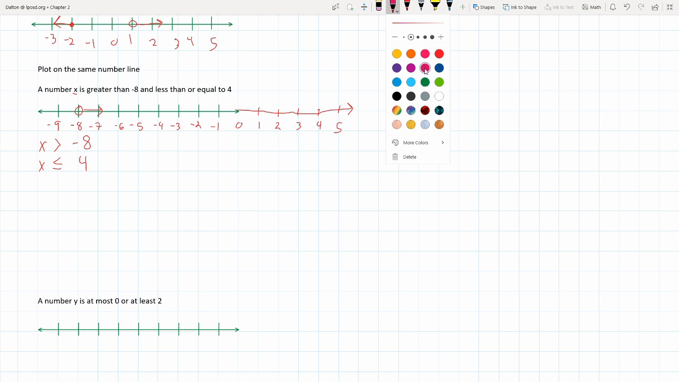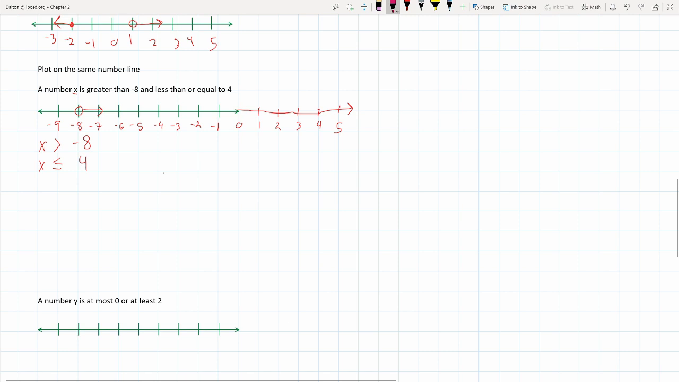I'm going to do this in plum. The 4 has that equal sign, so that tells me that I'm going to fill it in. And it says x is less than or equal to 4. What's a number that's less than 4? Well, 3 is. So these guys are actually going to meet up, and so we're going to have them connect. That was really greatly done, in case you're wondering.